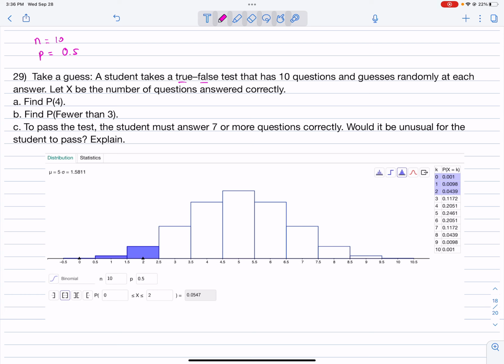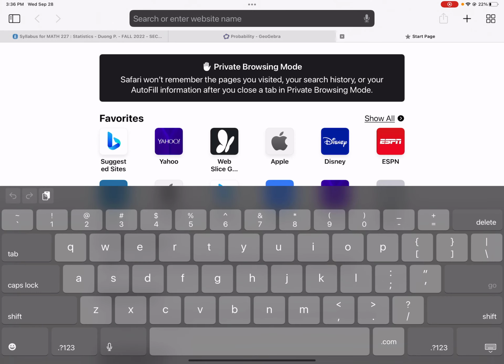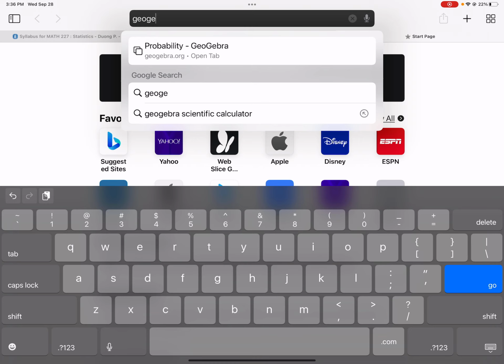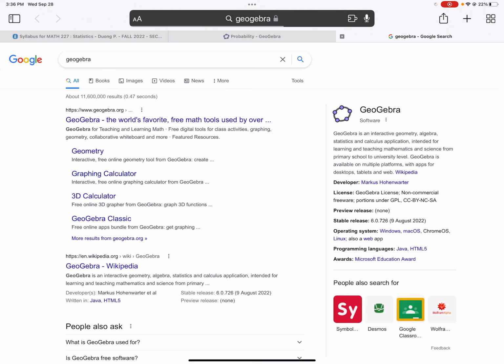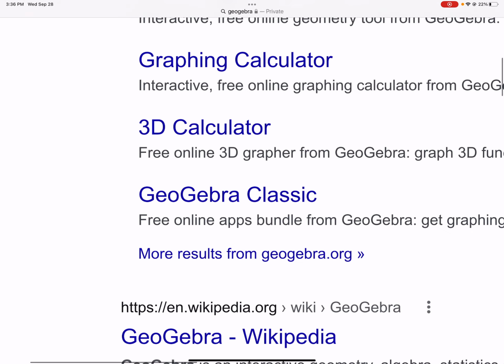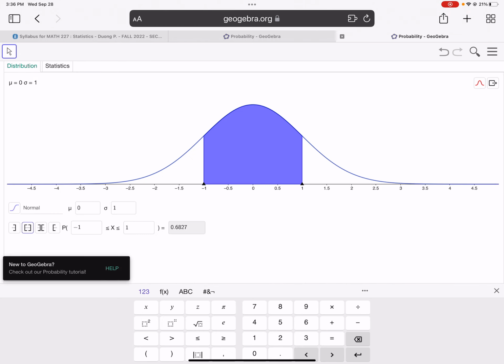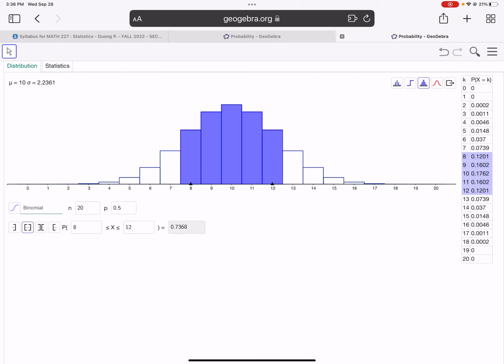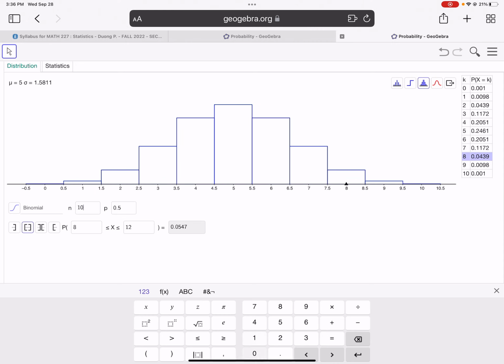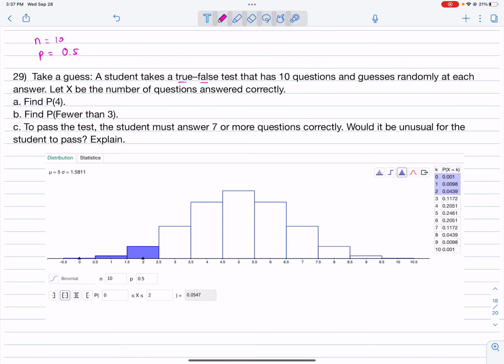We can use the formula to plug in and find the answer, but I'm using technology, GeoGebra, in this case. So we will go to GeoGebra. You go to the internet and type GeoGebra. You see the words GeoGebra Classic here. We will click on GeoGebra Classic, and then click on probability. We will choose binomial, and then for n, we type 10, and p is 0.5. I took a picture of this screen and transferred it in here.